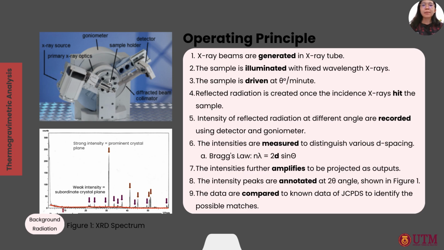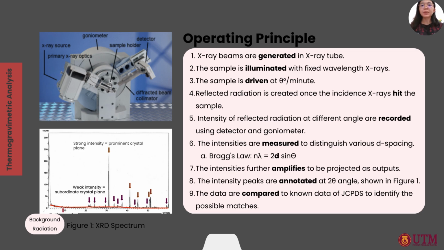The intensity is measured to distinguish various d-spacings by using Bragg's law, n lambda equals 2d sine theta, where lambda is the wavelength of the X-ray and theta is the angle of reflected radiation detected by the goniometer. By using this equation, we can get the d values, which is the distance between the atomic layers. The intensities need to be further amplified to be projected as an output.